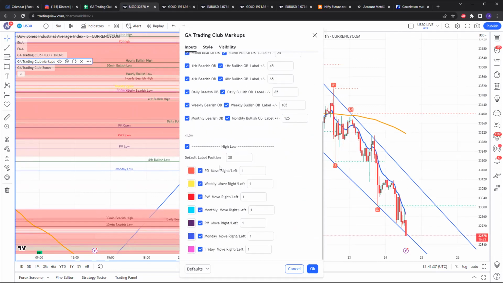And then same thing with the highs and lows, right? So this is previous daily high and low. This is weekly high and low and weekly open as well. And then you have previous weekly open, previous weekly high and low, monthly open, monthly high and low, previous monthly open, previous monthly high and low, Monday high and Monday low, Friday high and Friday low.